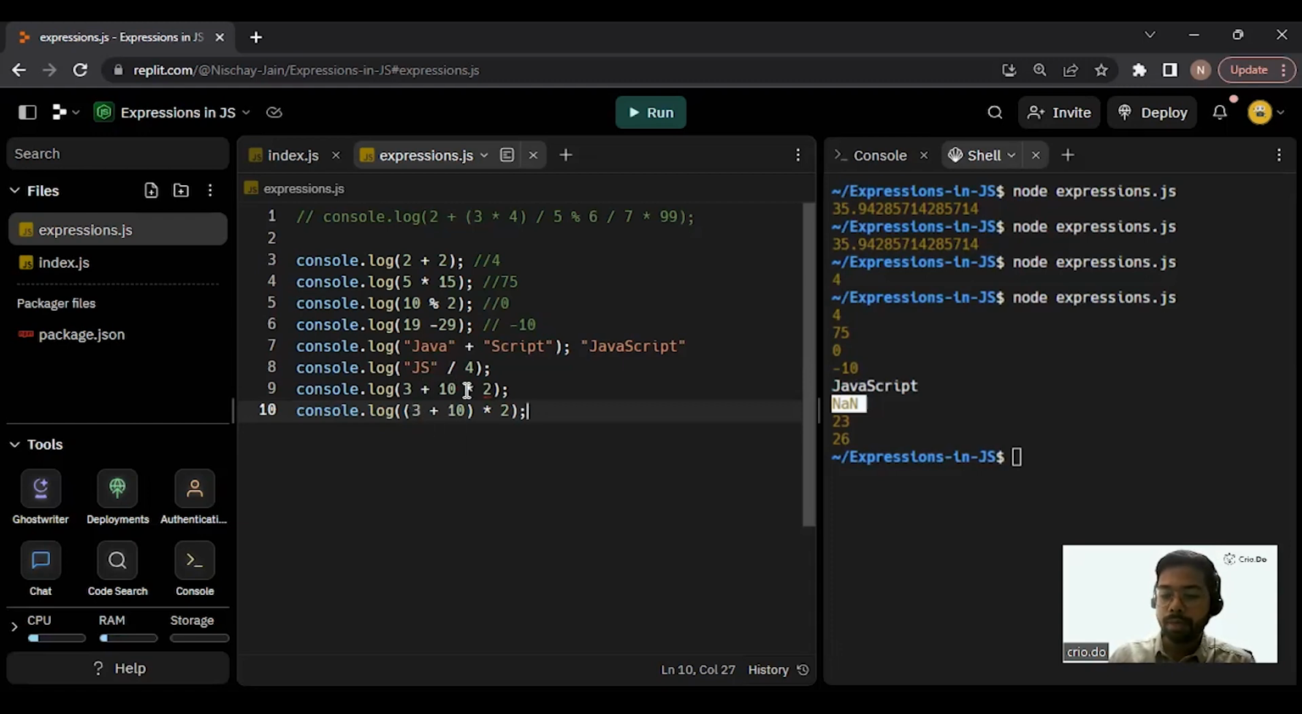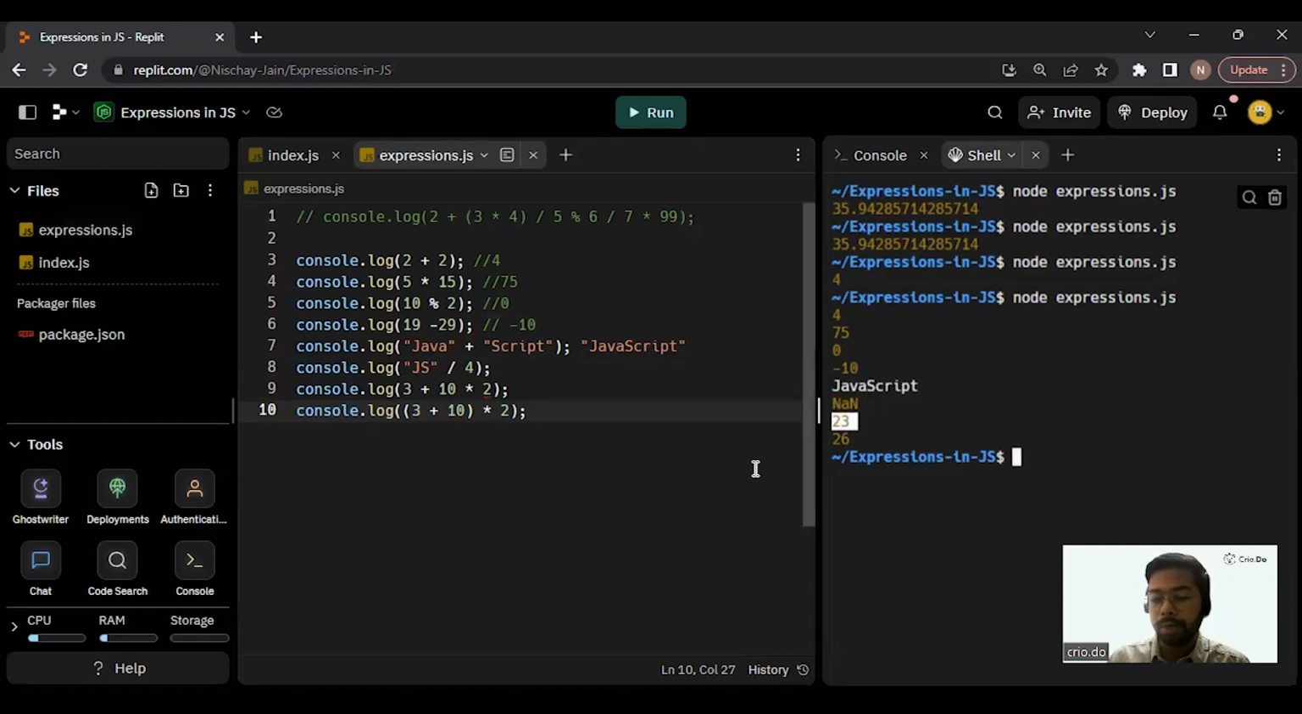What is going to be the next one? 3 plus 10 into 2. Well, this is going to come out as 23. Which is the operator which got executed first? Well, that was multiplication. Why? Because of the BODMAS rule. According to the BODMAS rule, multiplication has a higher priority than the addition. So 10 into 2 becomes 20. 20 plus 3 becomes 23.